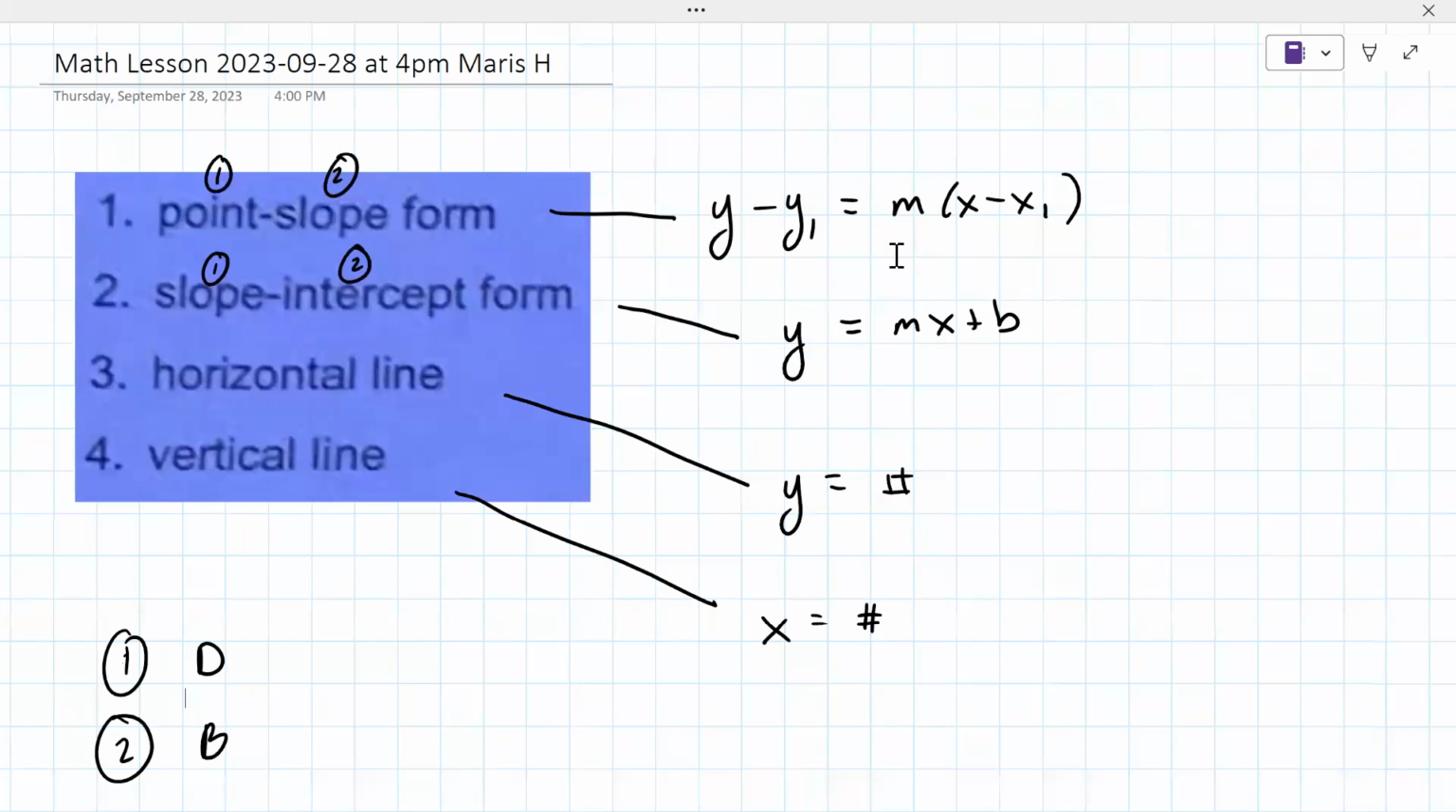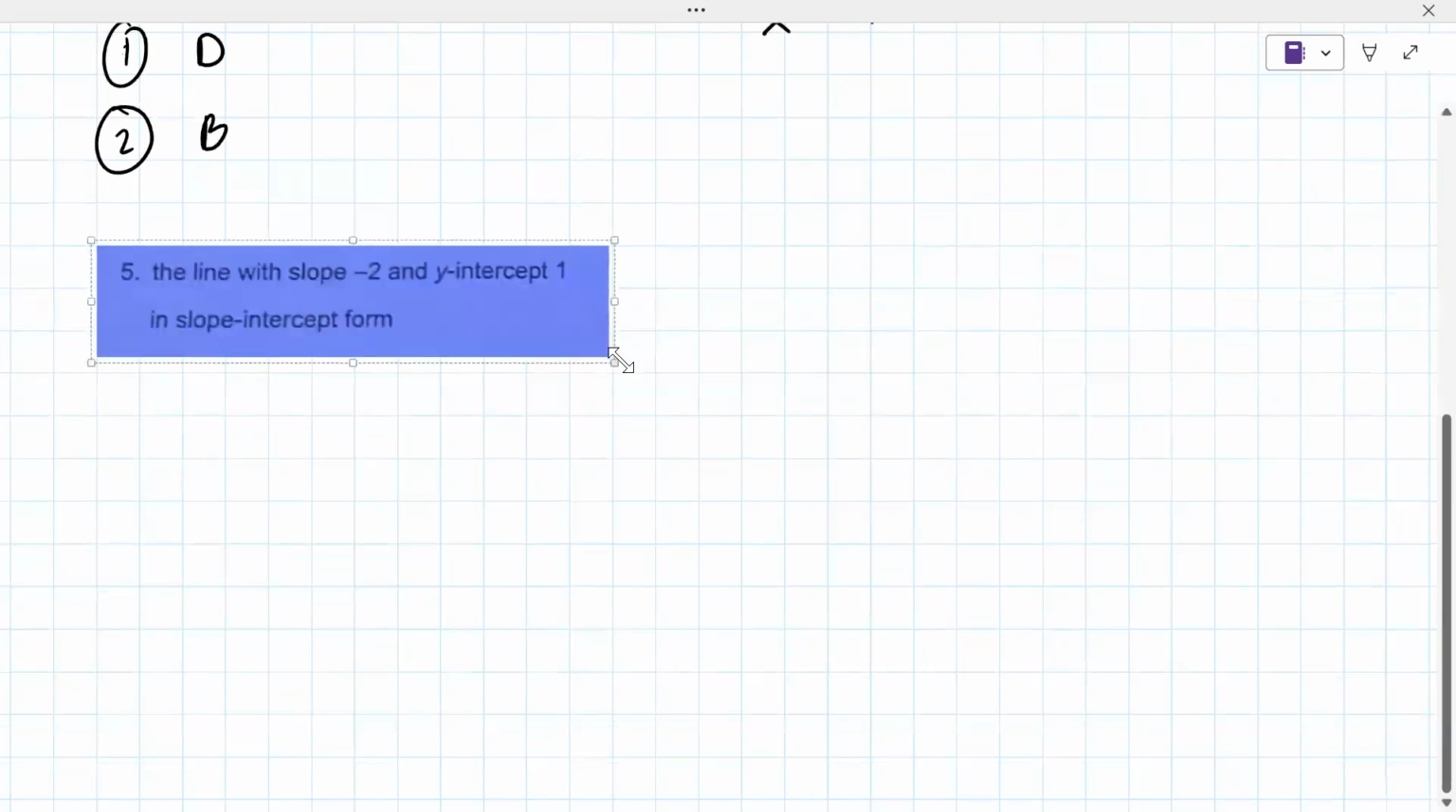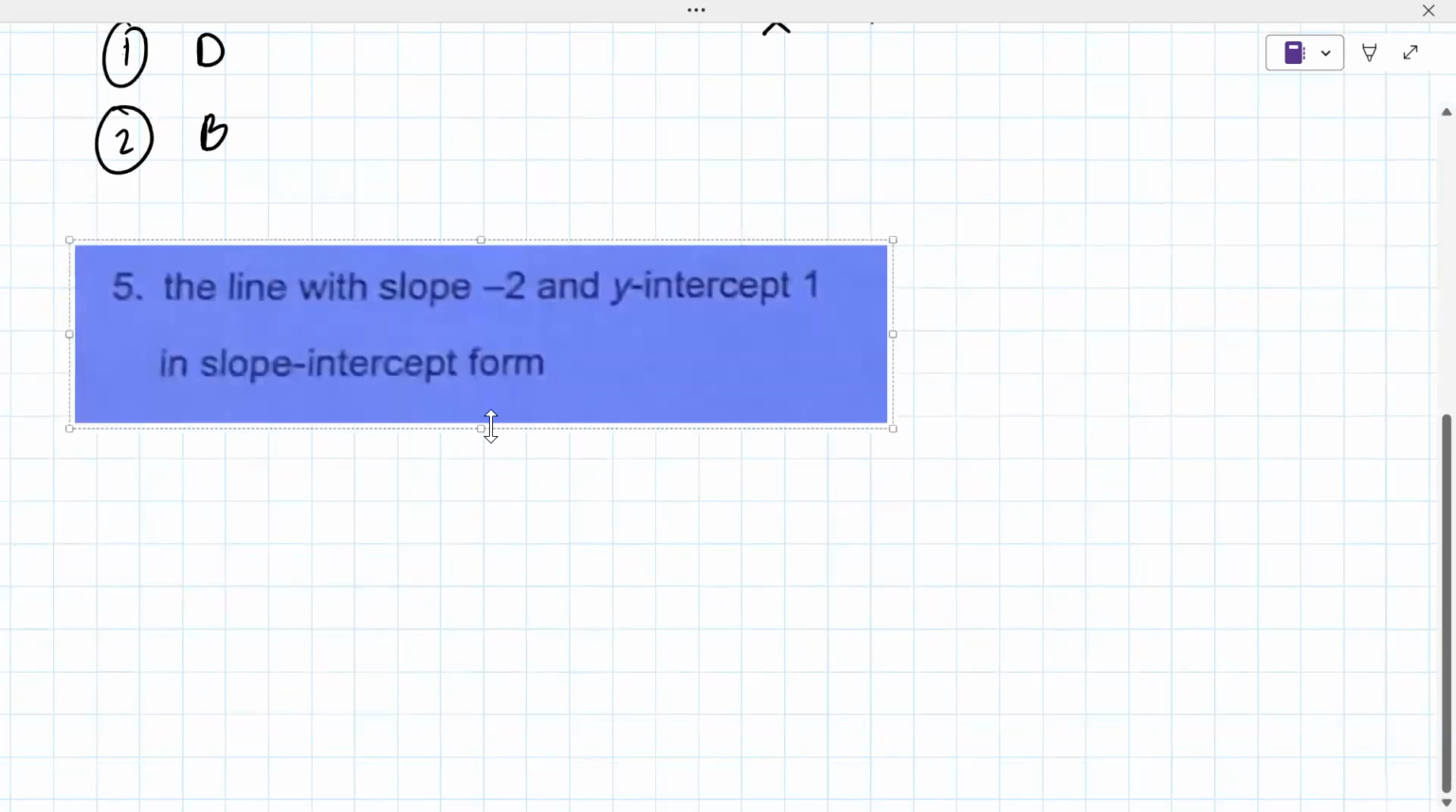Now, the reason you have to know these equations of a line is because it's possible that your teacher could ask you for them at any time. And that's what they're doing here in 5 and 6. They're saying, okay, you need to write the equation of the line in this form, has to be this way. What do you think happens if you write it in the wrong form? Points off, probably no credit.